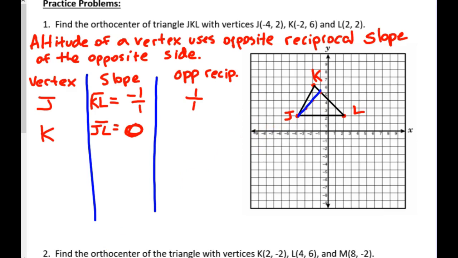So here's the next question. What's the opposite reciprocal of 0? No. What did you say? No. 1 over 0? Not really, because you can't do 1 over 0. Doesn't have one is the closest answer, because it is undefined. Y'all remember that? Undefined. So remember, horizontal line, opposite reciprocal will be perpendicular and be a vertical line.